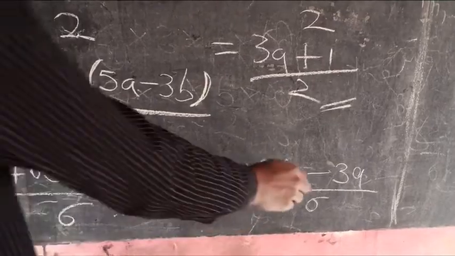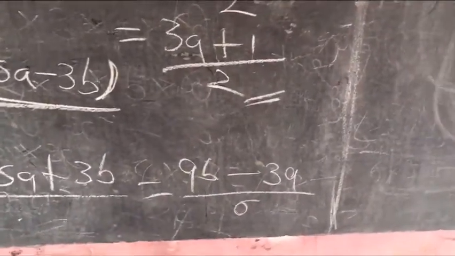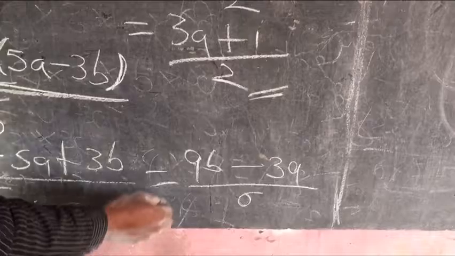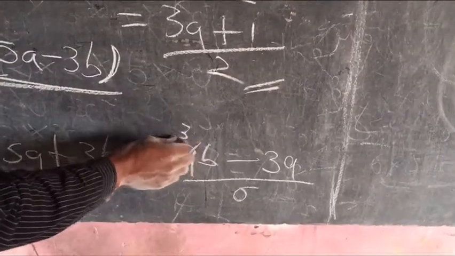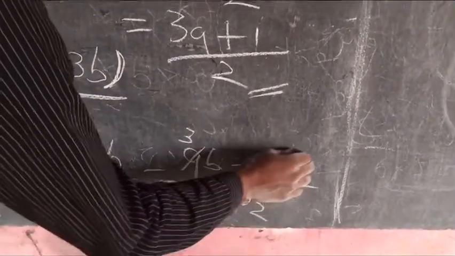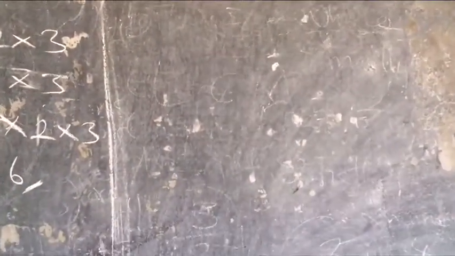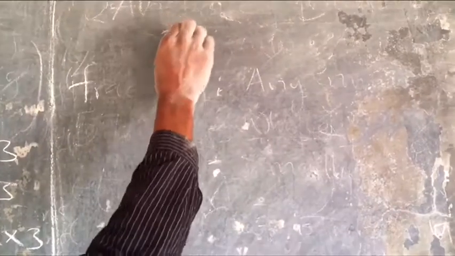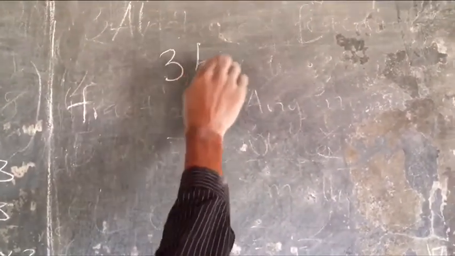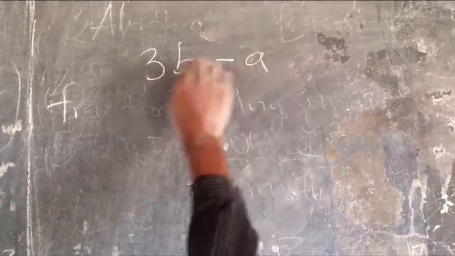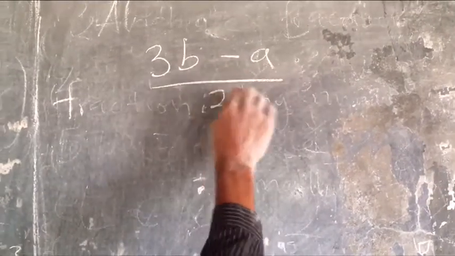Now, if you leave your answer like this, I will mark you wrong. 3 here, 3. 3 here, 2. 3 here, 1. So our final answer will be 3b minus a all over 2.